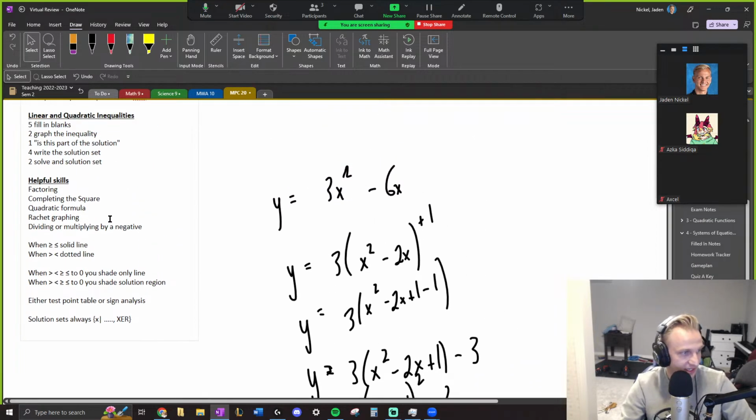Other things that are helpful is if you know the quadratic formula, that's a helpful thing. If you know how to graph roughly, that's a good thing. So estimating what the graph looks like. And then remembering that when you divide or multiply by a negative, you need to flip the sign of the inequality. There's a whole bunch of different things.